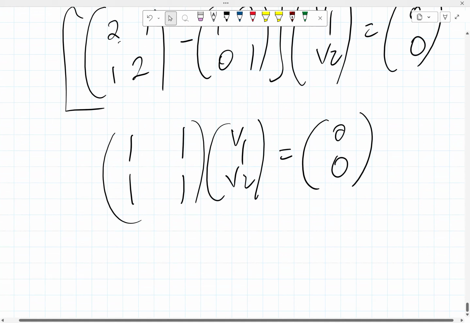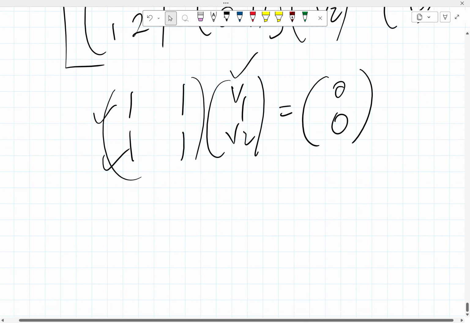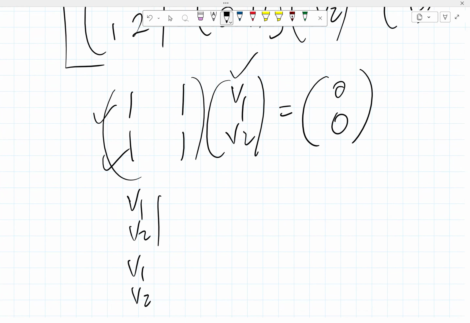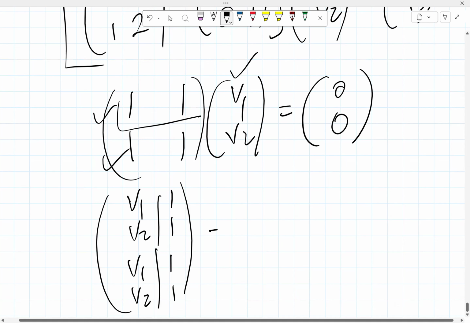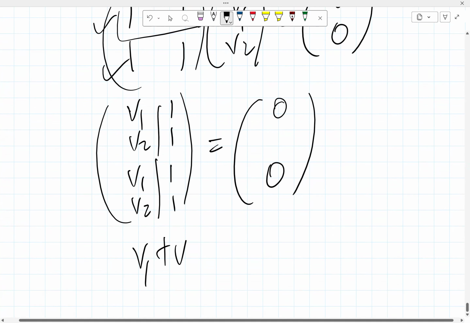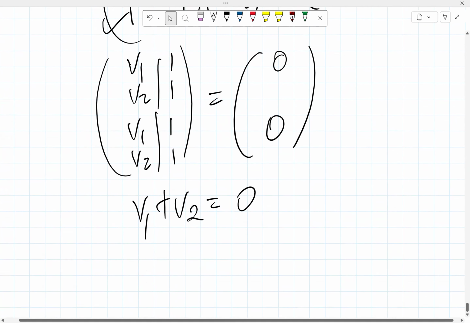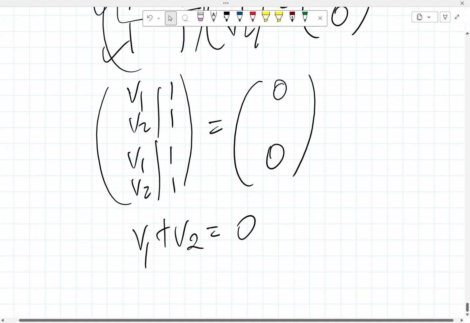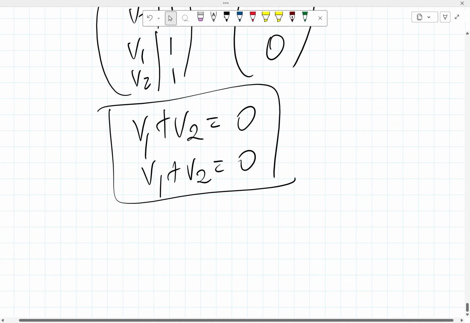So we can expand this now. Because this has 2 rows, we have to write the column twice, so that we have v1, v2, v1, v2, and you can put this over it. So you have 1, 1, and then 1, 1 again, and that is equal to 0, 0. So this is now v1 plus v2 equals 0, anyhow you like it. Again, v1 plus v2 equals 0. So it's the same, you can pick any one.